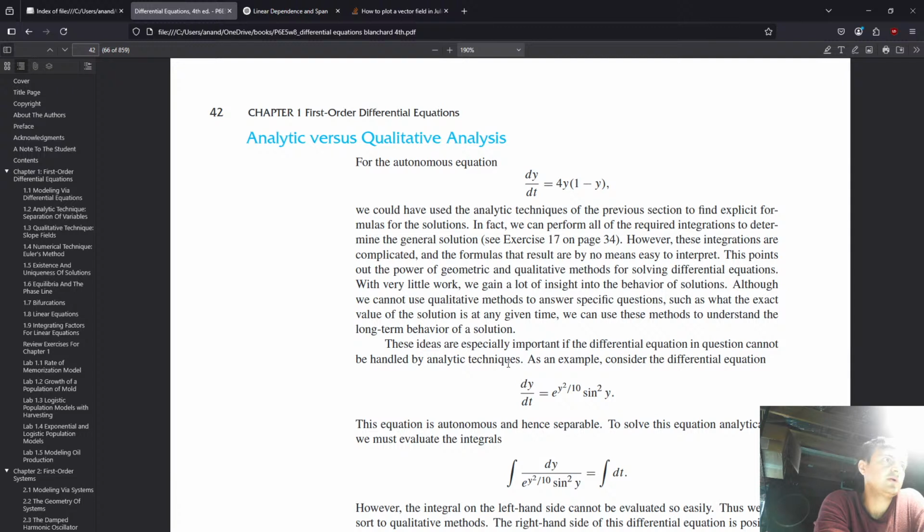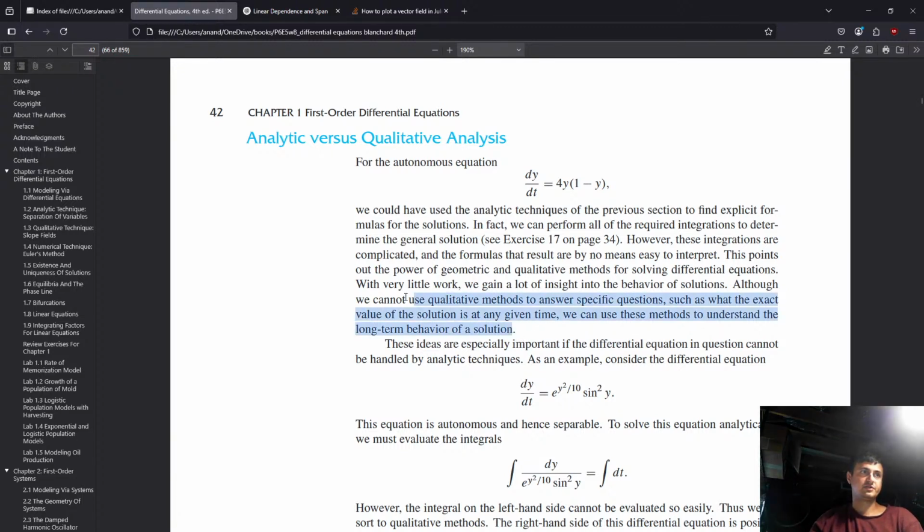With very little work, we gain a lot of insight into the behavior of solutions. Although we cannot use qualitative methods to answer specific questions, such as what the exact value of the solution is at any given time, we can use these methods to understand the long-term behavior of a solution. These ideas are especially important if the differential equation in question cannot be handled by analytic techniques. As an example, consider y dot equals e to the y squared over 10 sine squared y.